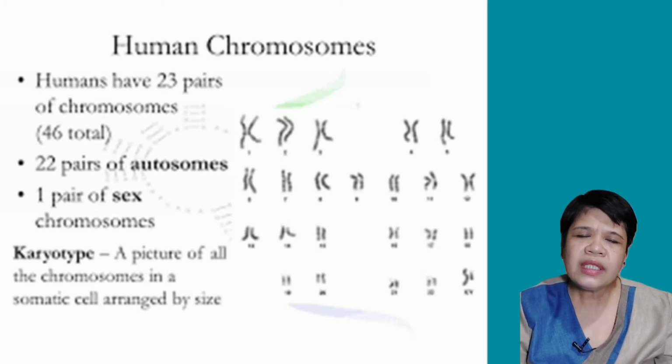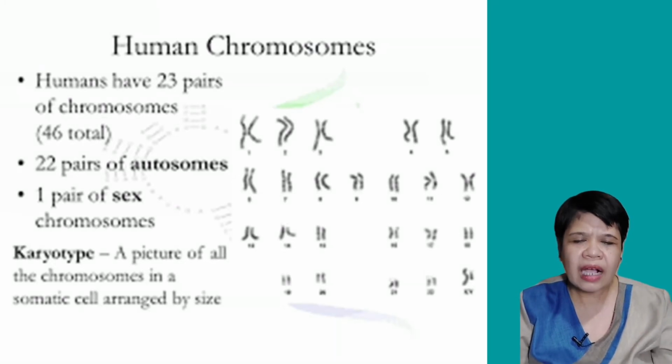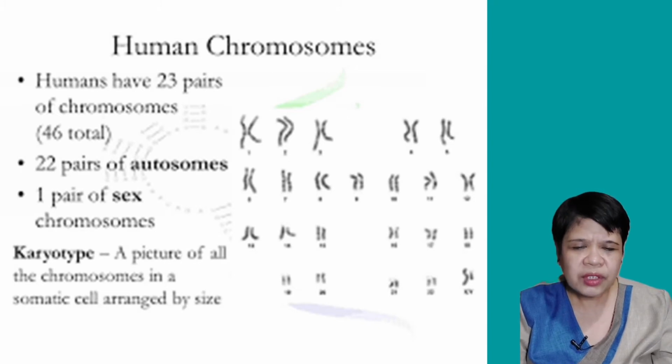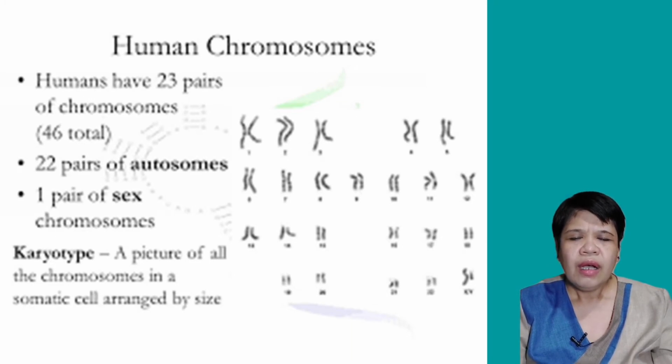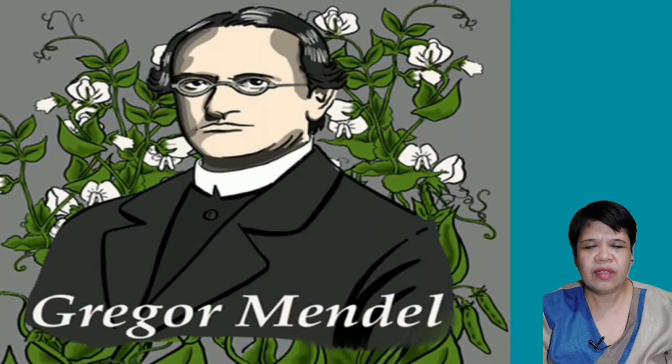Now, how is the behavior of the chromosomes during meiosis related to heredity? In order to answer this question, we must first look back at the experiments of Gregor Mendel. The results of his garden experiments laid down the foundation of modern genetics. Who do you think is Gregor Mendel? Okay, let us find out.